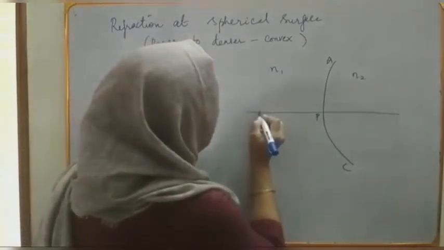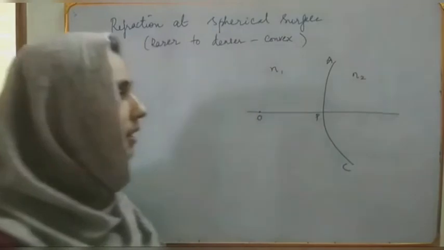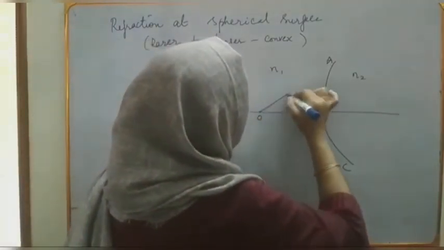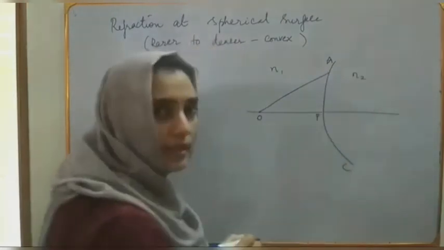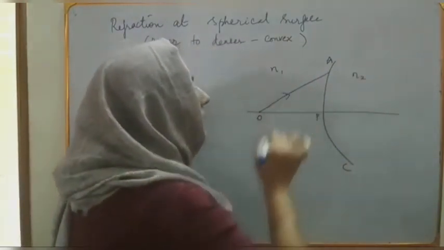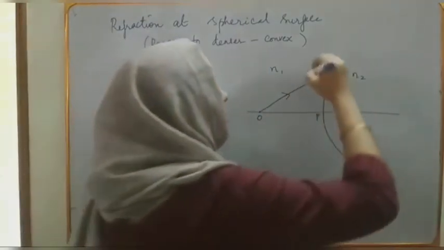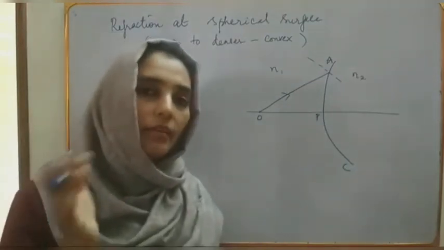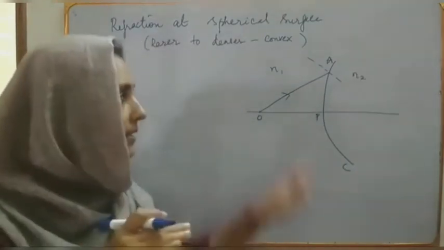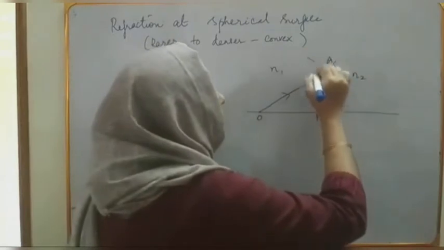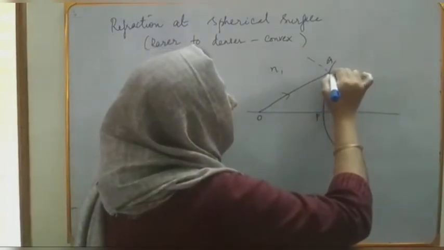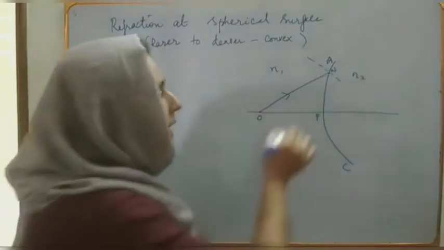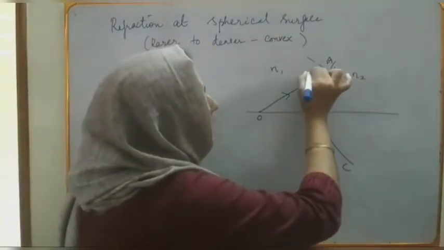We are going to place a point object O here. So what will happen? A light ray will be incident on the convex surface in this manner. Where it hits the surface, from there we have to draw the normal. Then only you will get the angle of incidence. What is the angle of incidence? The angle of incidence is the angle between the incident ray and the normal. So this is the normal. The point where it meets the surface, let us name it as N. And we can mark this angle as i.